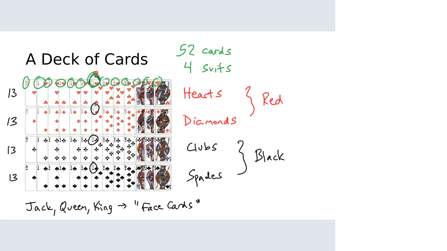So you could do this 2 ways. You could say there are 4 sevens, and then there are 12 other hearts to get our 16 successes. Or if you prefer, you could say there are 13 hearts and then 3 other sevens to get to those 16 different successes.